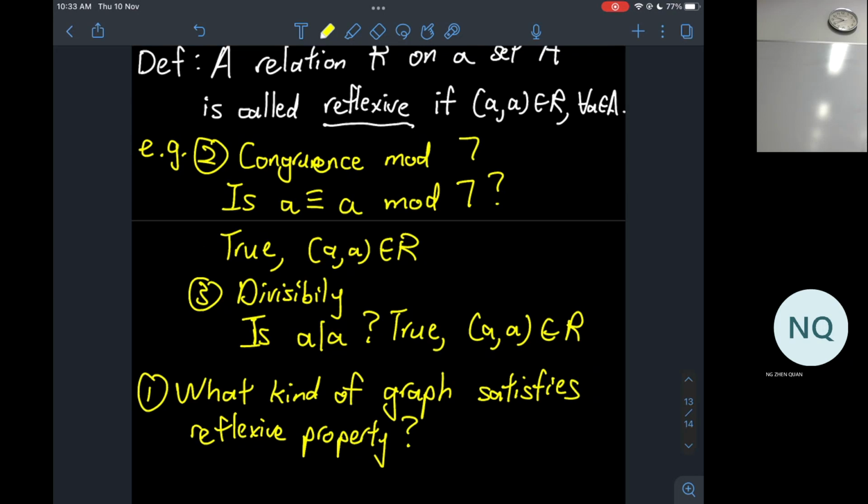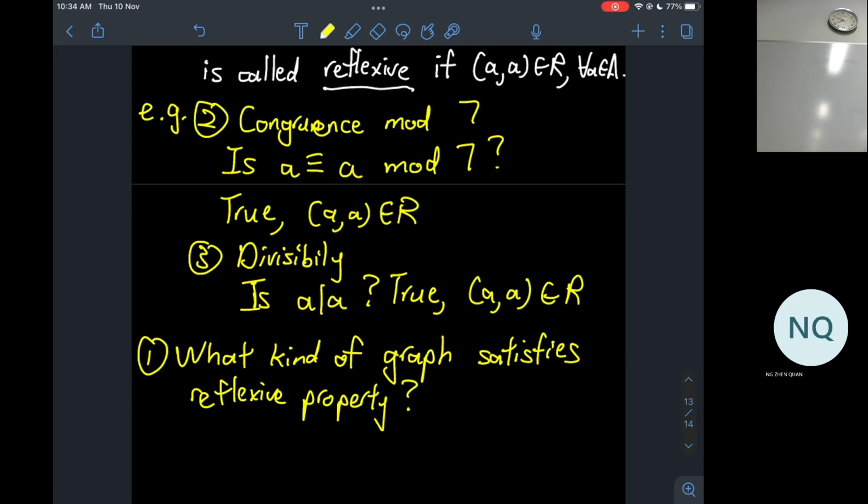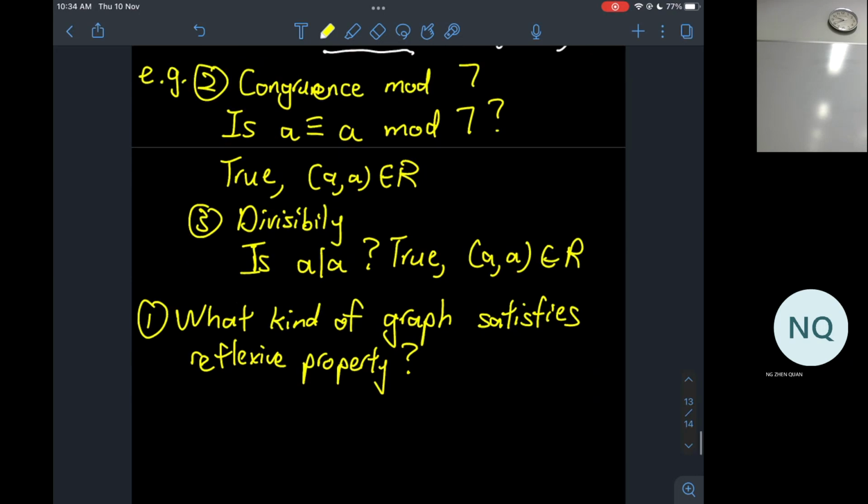Okay. What kind of graph satisfies the reflexive property? Does this look like a quiz question or what? Never mind, I revealed her answer now. Okay, what kind of graph satisfies the reflexive property?